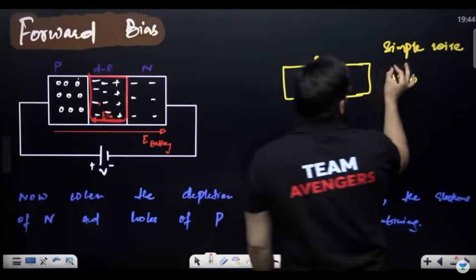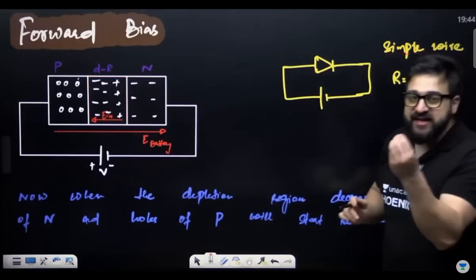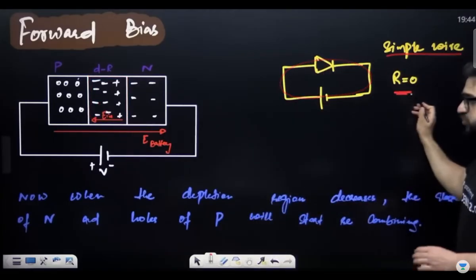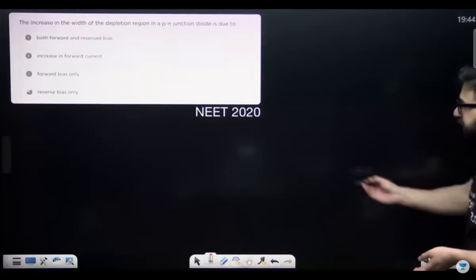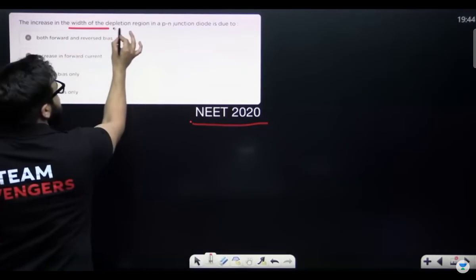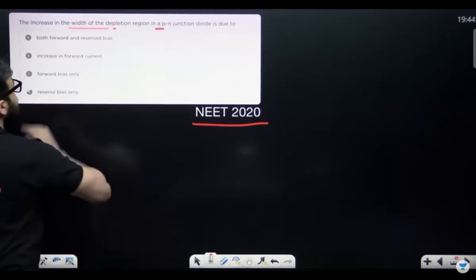And one more important thing. In case of forward bias, this semiconductor behaves like a simple wire. Current easily flows, meaning the resistance over here is zero. That's it. And you can see tons and tons of questions have been asked on this particular information that I gave you. NEET 2020.